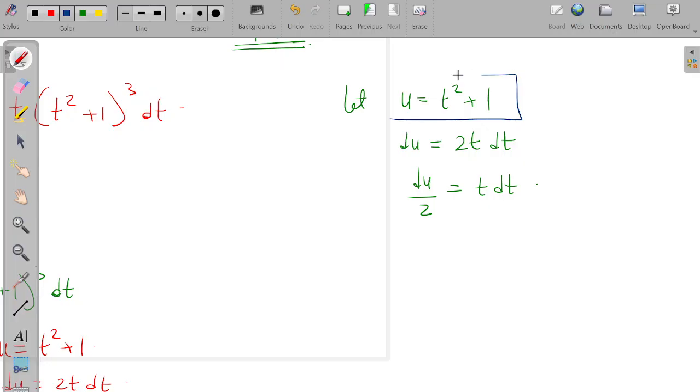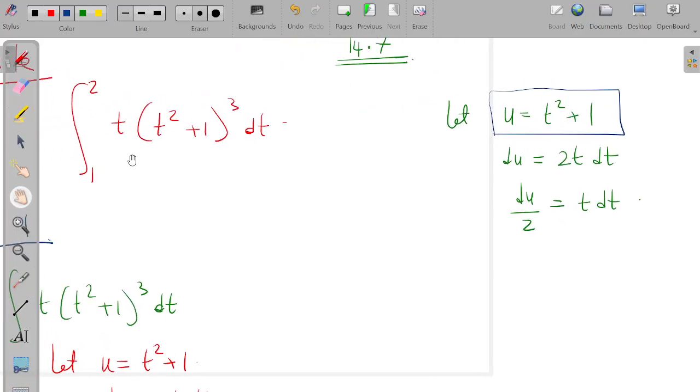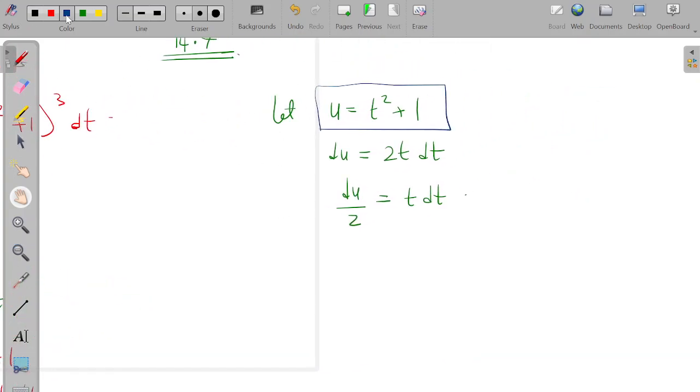This is our u equals t squared plus 1. Okay, so I will need to find when the lower limit of t is 1, what will be u. The upper limit of t is 2, I need to find when t is 2, what will be u. Okay, so let's do that so that we can know what to use.